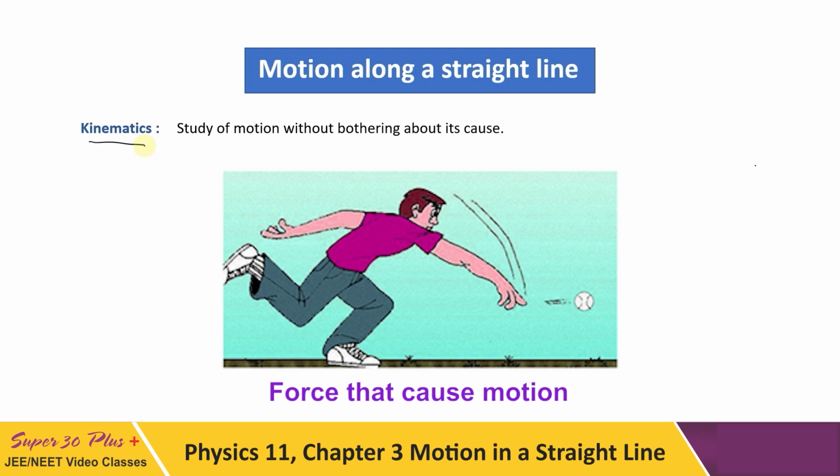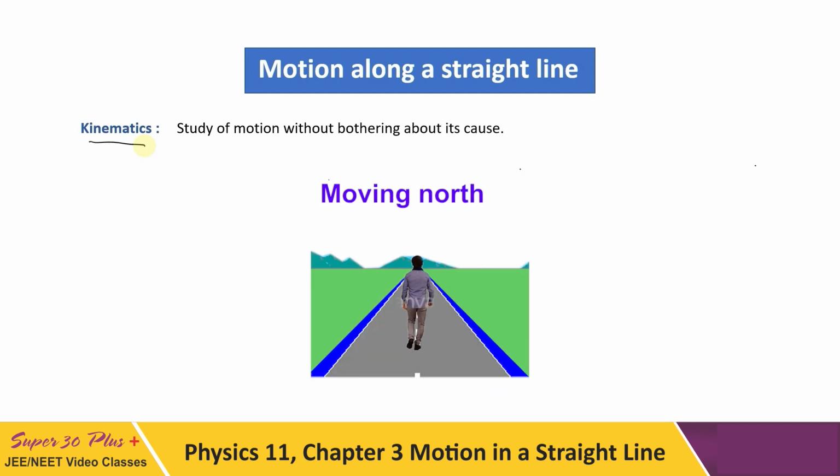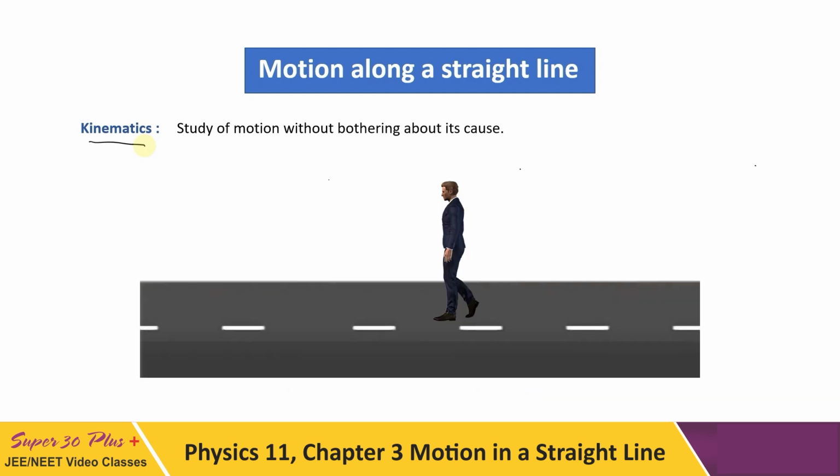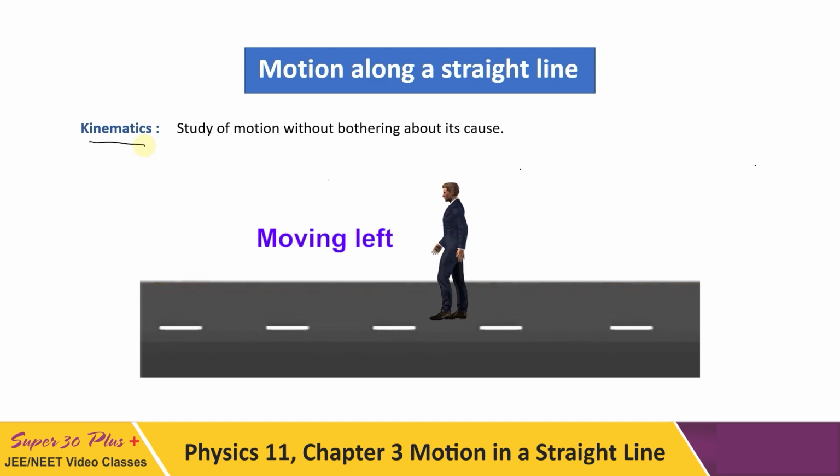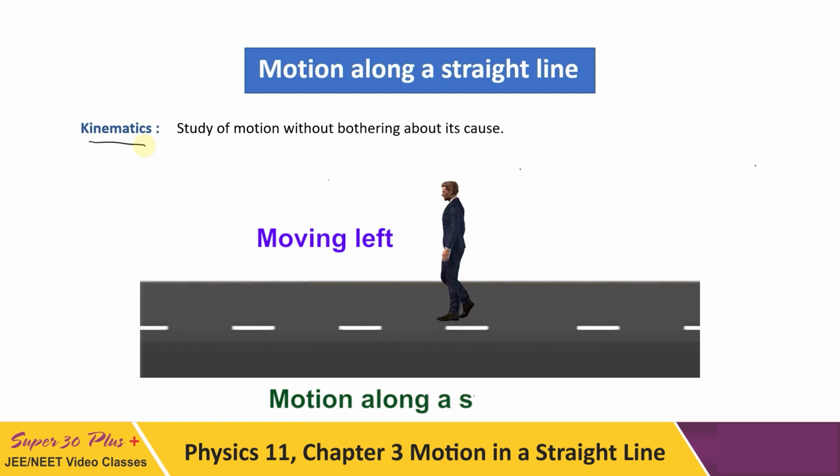Here it is specifically motion along a straight line, because motion can be in 1D, it can be in 2 dimensions or even in 3 dimensions. But for this topic we have to consider only motion along a single direction. Let us say if I have to move along north, I will continue moving towards north only. This kind of motion is called motion along a straight line. If I am moving towards left, I will continue moving towards left. This kind of motion is also motion along a straight line.